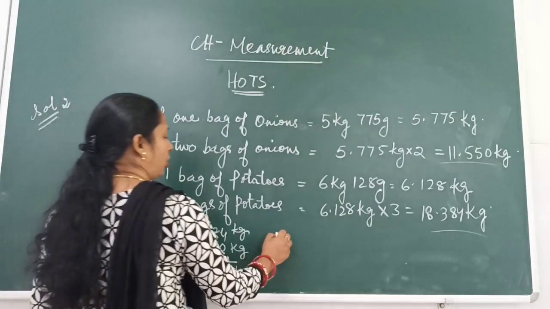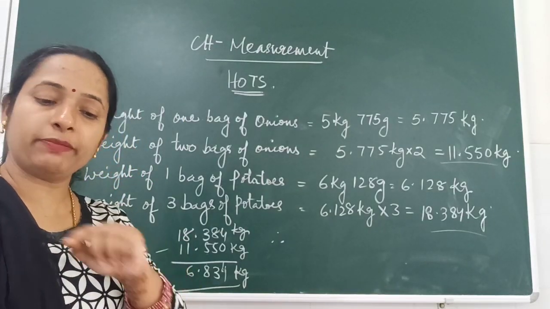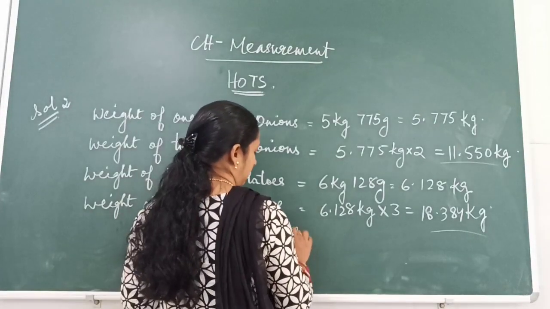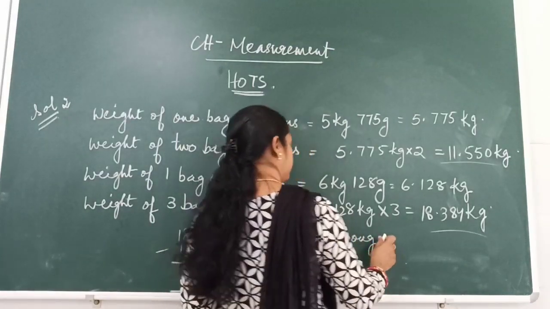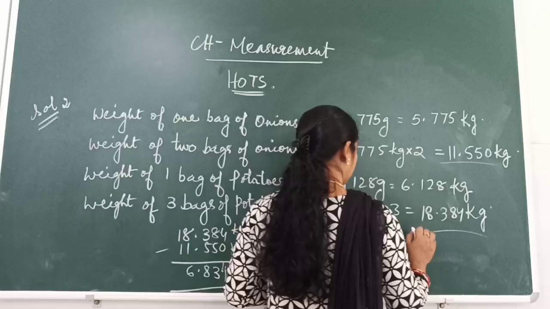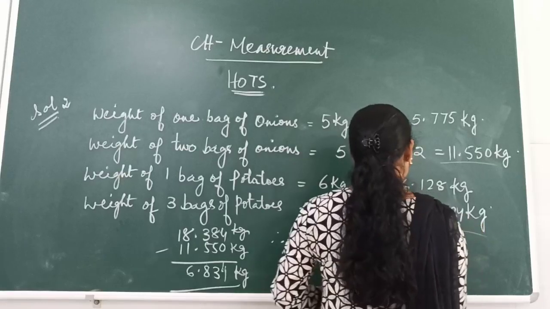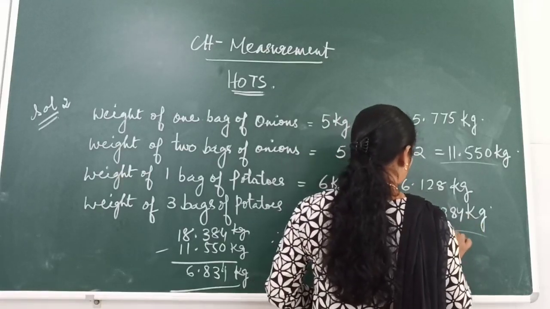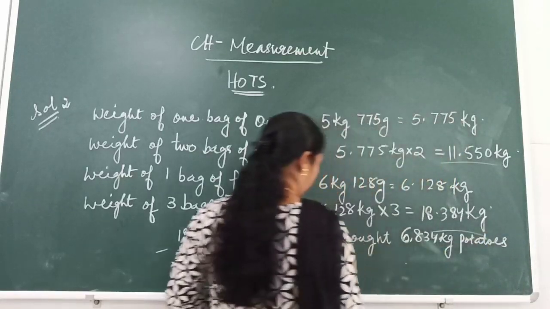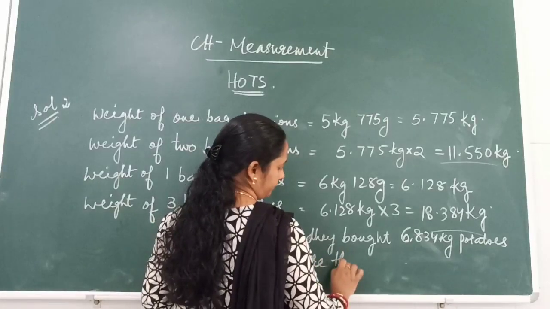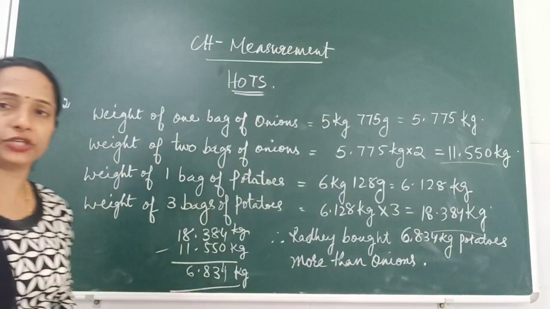So, what is more? Therefore, Radhe bought, which one did he buy more? Therefore, Radhe bought 6.834 kg potatoes more than onions. Right? This will be the final statement. Understood, children?